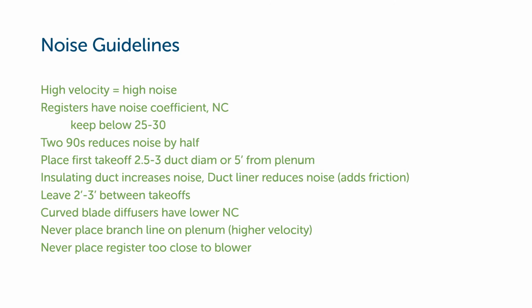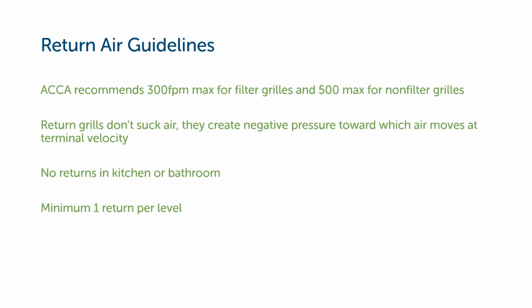Never place a branch line directly on a plenum. The plenum has a much higher velocity than a trunk duct. So we want to make sure we don't do that. And never place a register too close to the blower. I think we already mentioned that one.